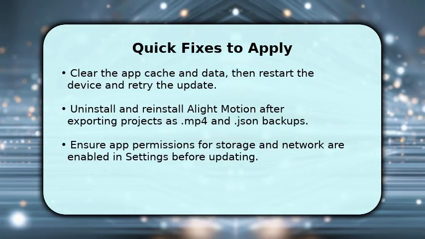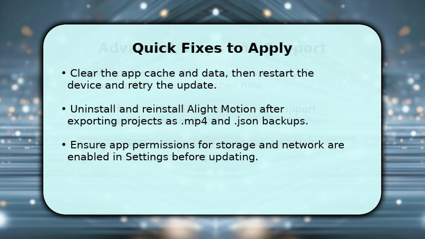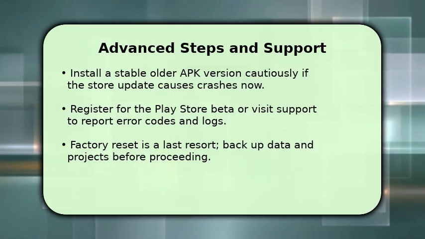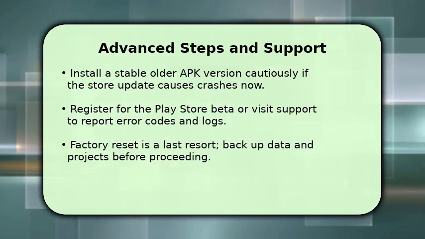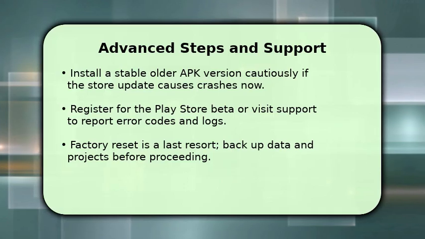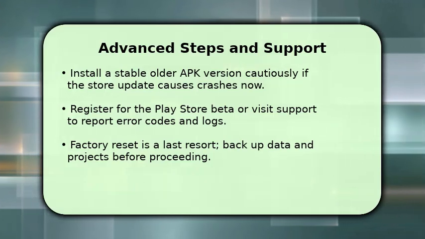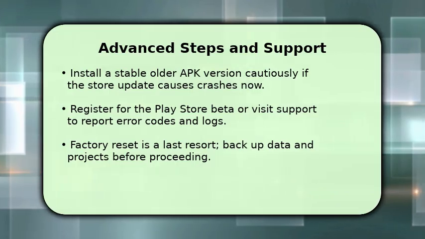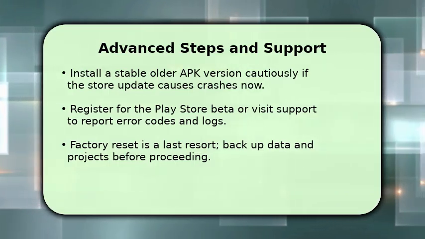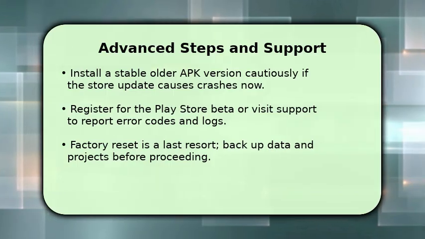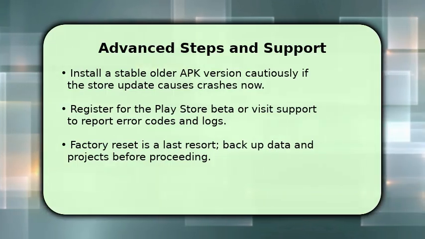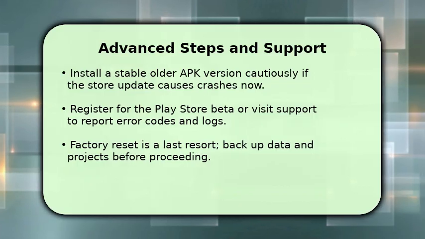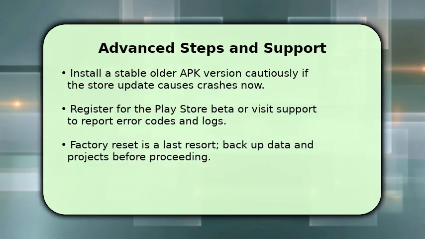Use advanced steps only if quick fixes do not resolve the problem for you. If the official update causes crashes, install a stable older APK version cautiously after backing up files. Consider joining the Play Store beta to receive early fixes and test stability before public release. Collect error messages, screenshots, and logs, and contact Alight Motion support with those details for targeted help. Only consider a factory reset as a last resort after you back up every project and personal file.